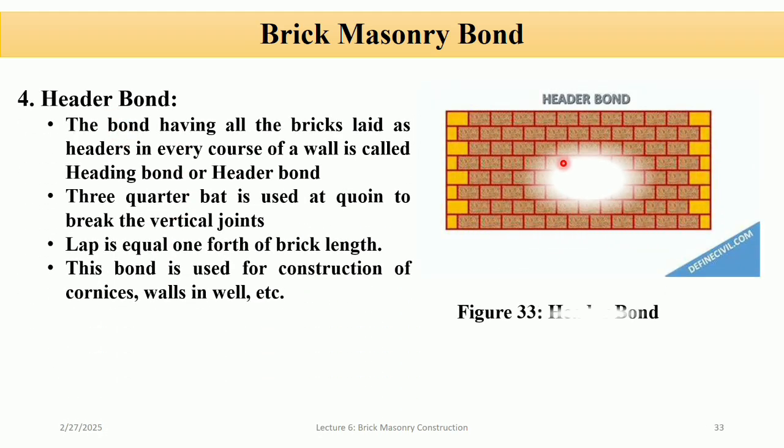Header bond. The bond having all the bricks laid as headers in every course is called heading bond or header bond. So here we provide a 3/4 brickbat at the quoin to break the vertical joints, and the bond is used for constructing a curved wall in Wales.